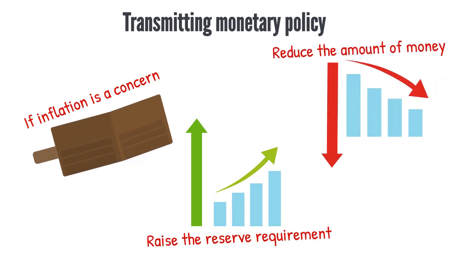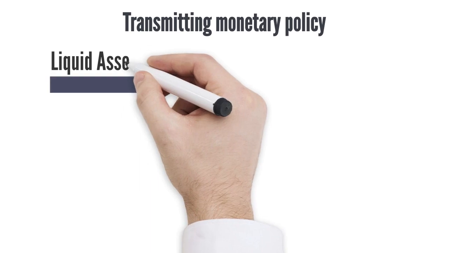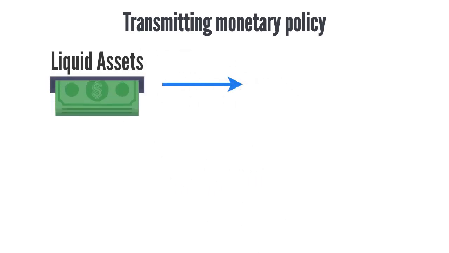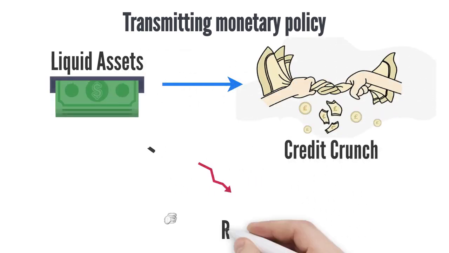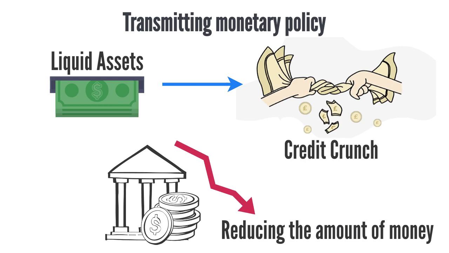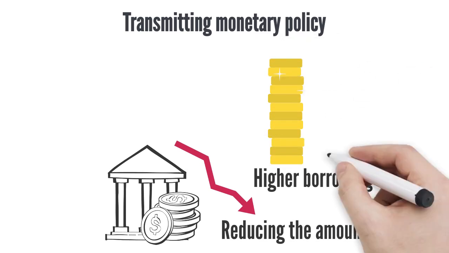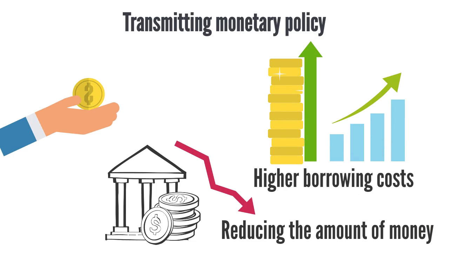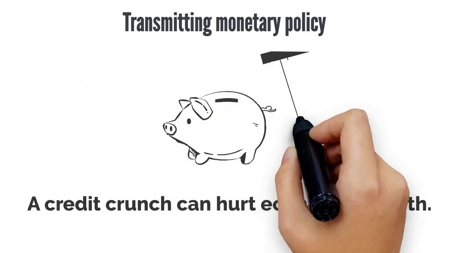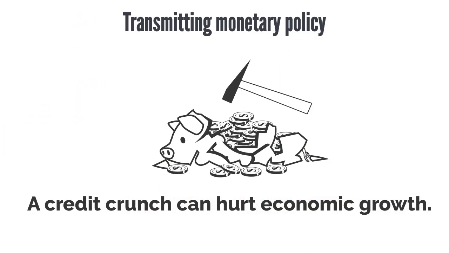A sharp increase in bank reserves or liquid assets can lead to a credit crunch by reducing the amount of money banks have to lend, which can lead to higher borrowing costs as customers pay more for scarcer bank funds. A credit crunch can hurt economic growth.